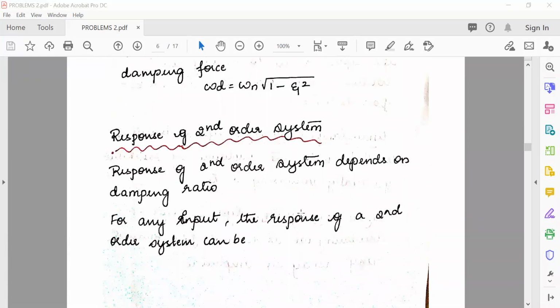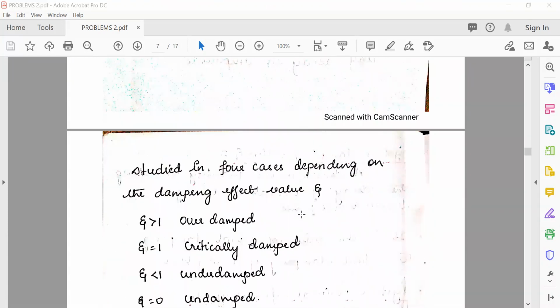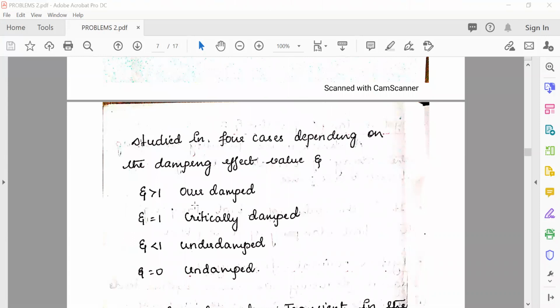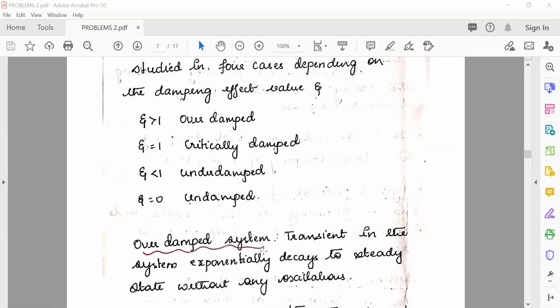Based on the damping ratio, we have different responses. Again, here also the root comes into picture. All this was already discussed; this is just an overview before I start the problem. When zeta is greater than 1, it is called overdamped. Zeta equal to 1 is called critically damped. When zeta is greater than 0 but less than 1, it is called underdamped. And when zeta is equal to 0, it is called undamped, meaning there is no damping at all and the system will continuously oscillate.